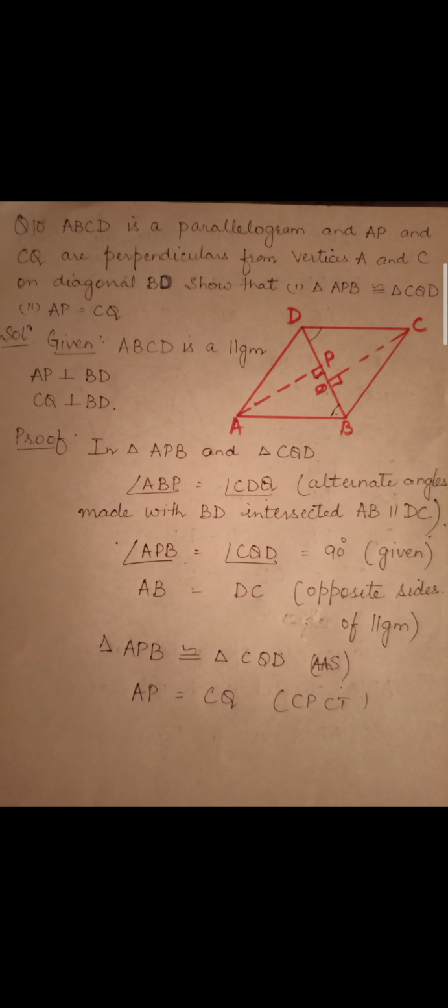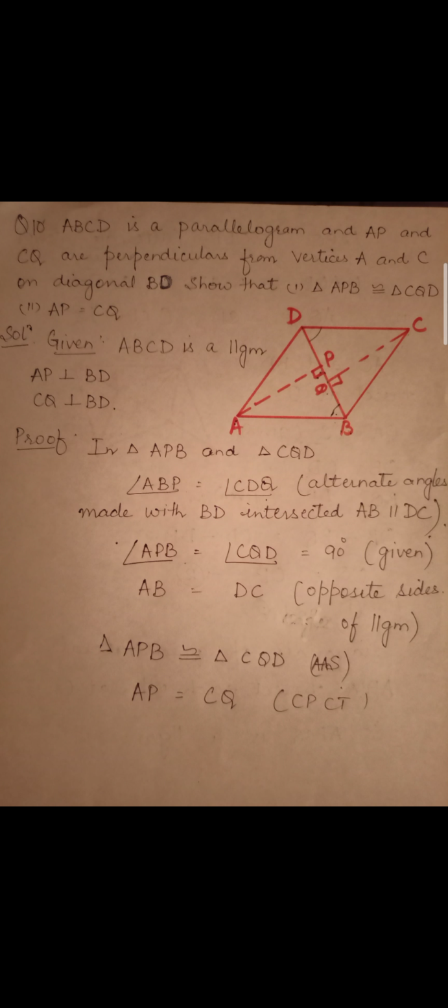Children, here ABCD is a parallelogram. It is given AP perpendicular to BD and CQ perpendicular to BD. It is also given. We have to prove triangle APB congruent to triangle CQD. So we are using these two triangles. Children, first we are taking AB parallel to DC. It is intersected by transversal BD. So angle ABP is equal to angle CDQ, alternate interior angles.